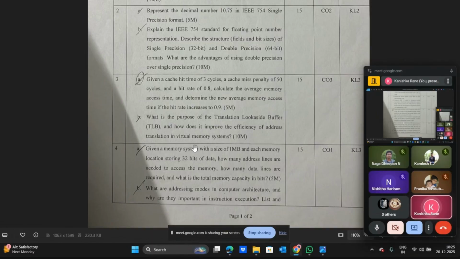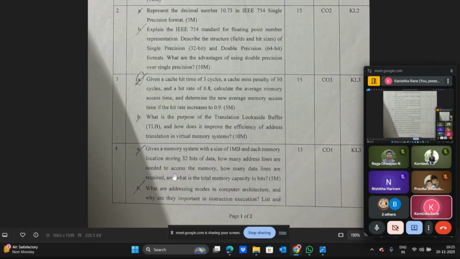With a size of 1 MB and each memory location storing 32 bits of data, how many address lines are needed to access the memory, how many data lines are required, and what is the total memory capacity in bits? I'll tell you how to do it, and if you want the calculation, I have ChatGPT output ready, I'll show it. The total memory is 1 MB. 1 MB is nothing but 2 to the power 20. So 2 to the power 20 means you have 20 address bits.